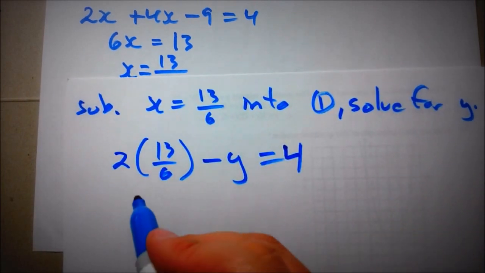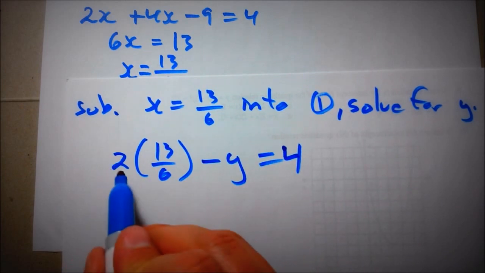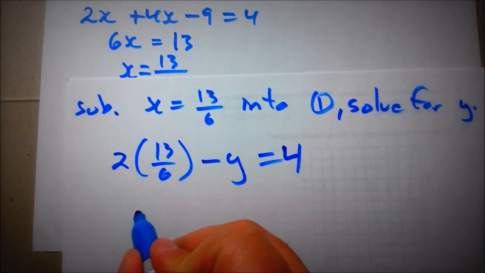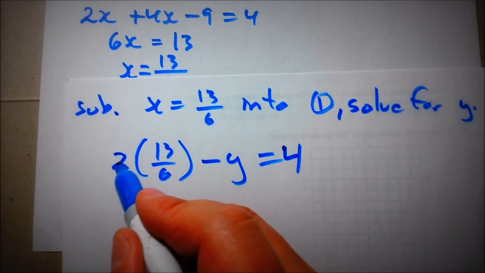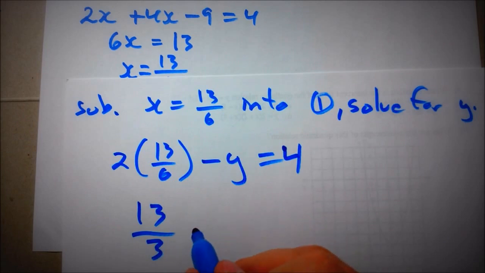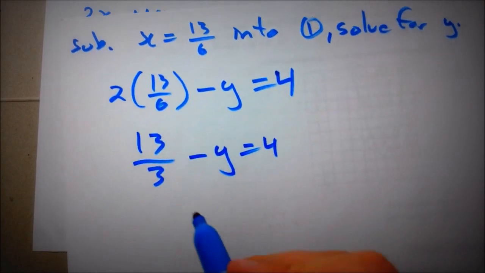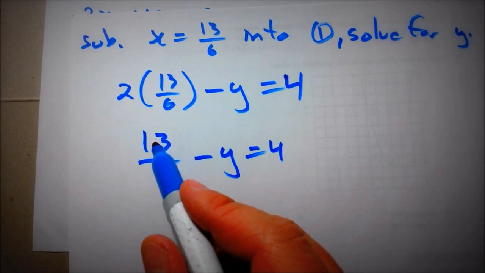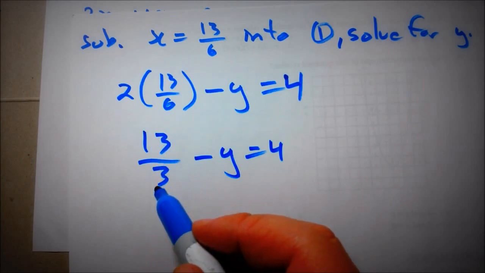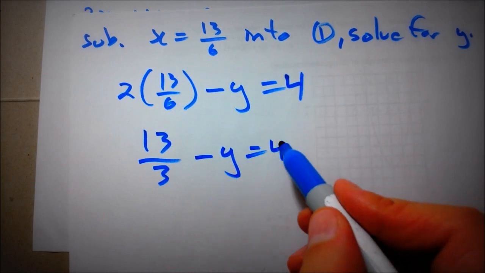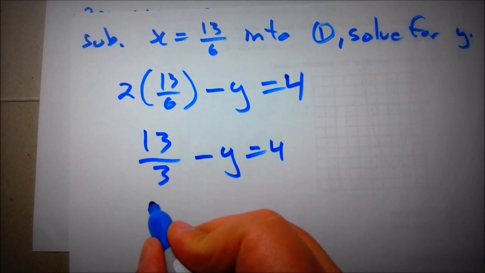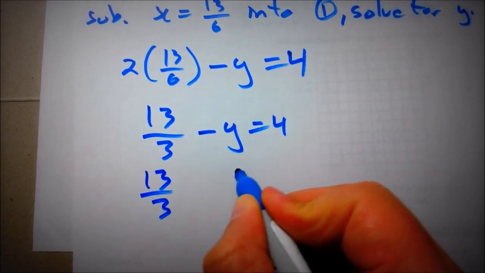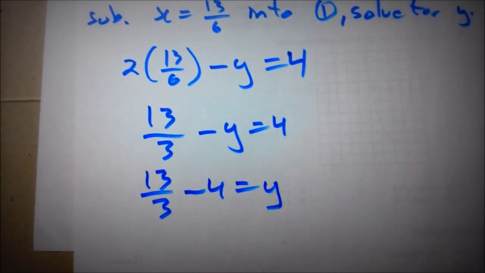Now let's start solving for y. This becomes 13 over 3. When you multiply this times that, that gives you 13 over 3. These cancel out: half of 2 is 1, half of 6 is 3. Minus y equals 4. Now let's move the 4 to this side of the equal sign, then the negative y to the other side, but essentially we're doing the same thing. So we end up with 13 over 3 minus 4 equals y.